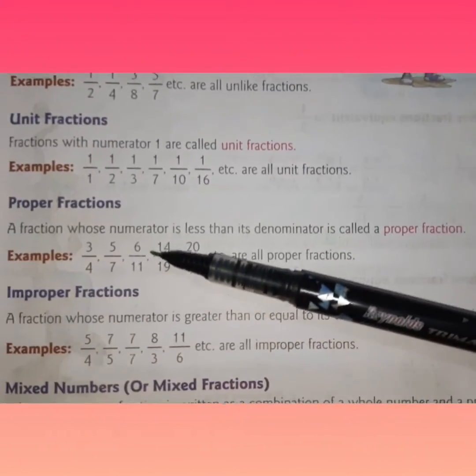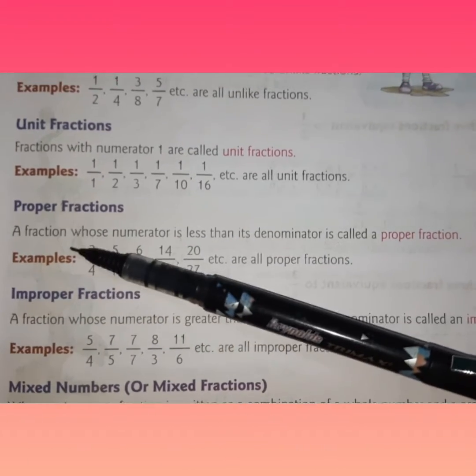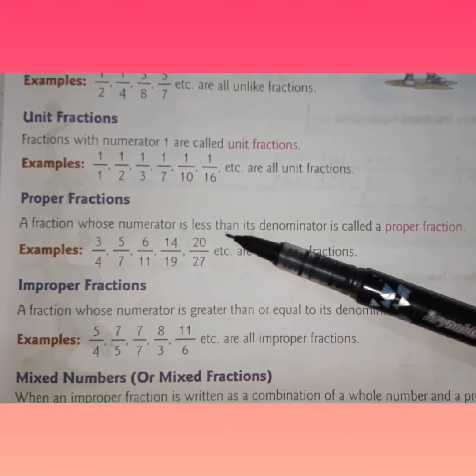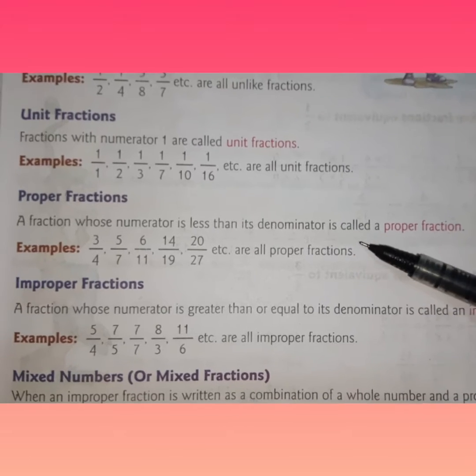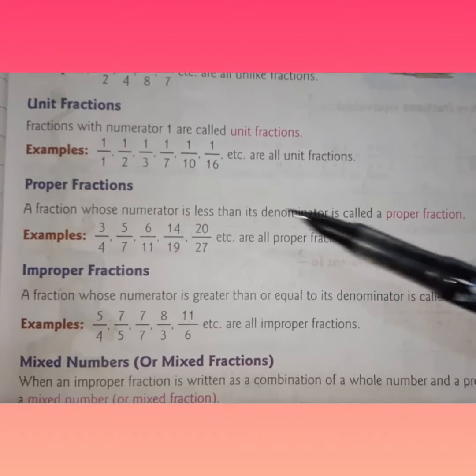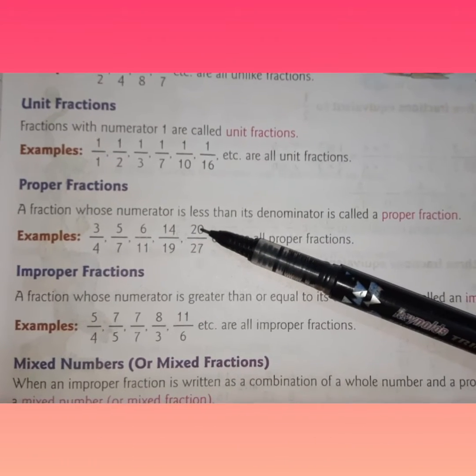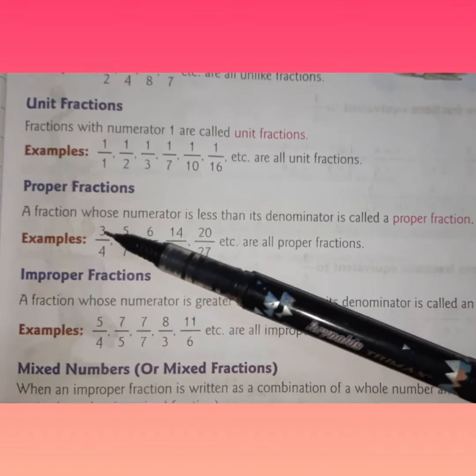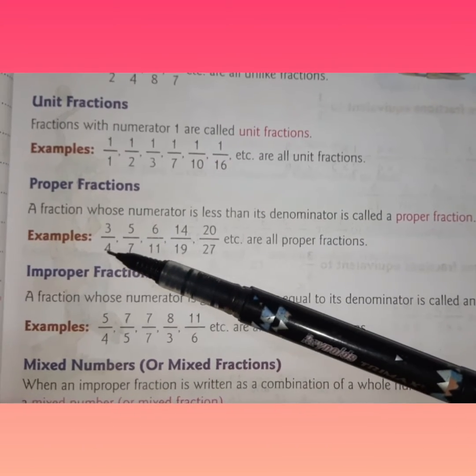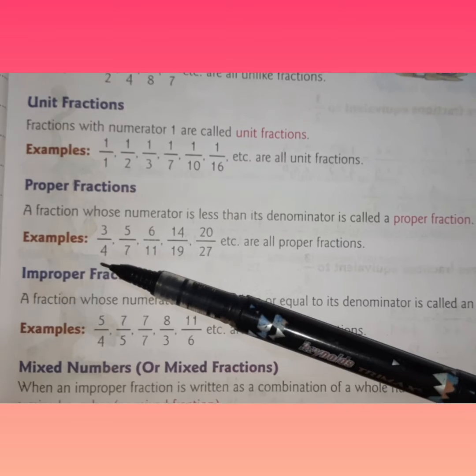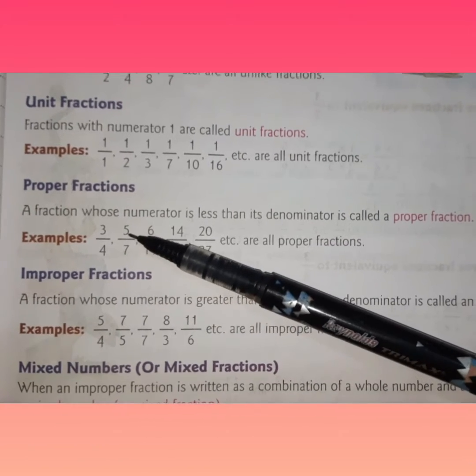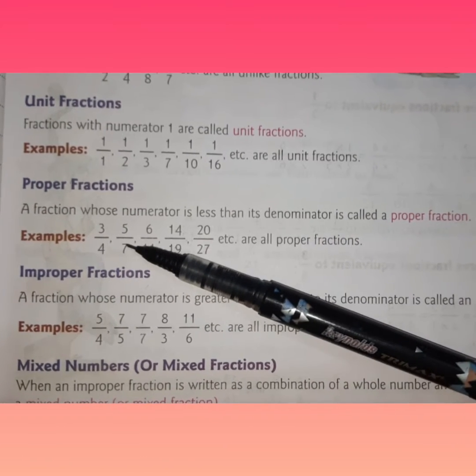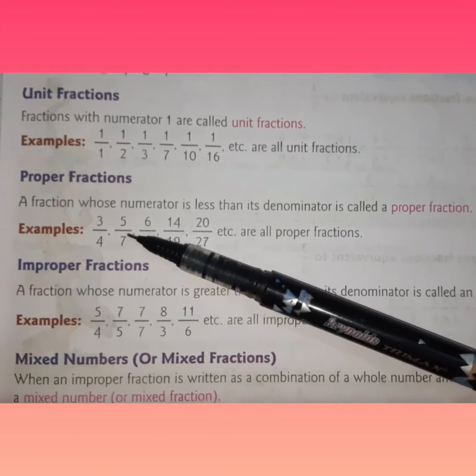Next is proper fraction. A fraction whose numerator is less than its denominator is called a proper fraction. You can see, numerator 3 is less than 4. So 3 upon 4 is a proper fraction. Here 5 is less than 7. The numerator is less than the denominator, so it is a proper fraction.